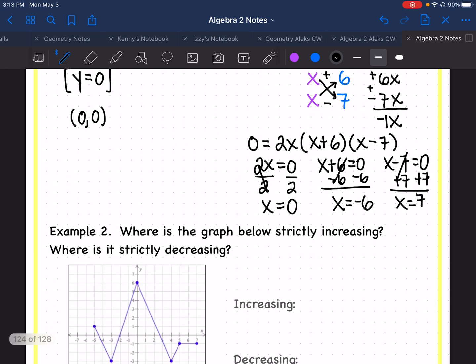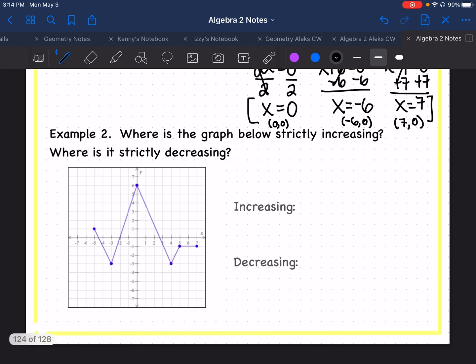Now what I would do is I would go ahead and put these in as 0, comma, -6, comma, 7. They are the ordered pairs 0, 0, -6, 0, and 7, 0. Those are the ordered pairs.